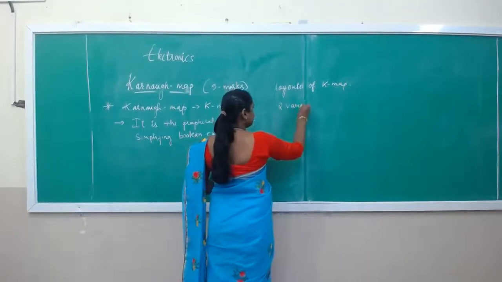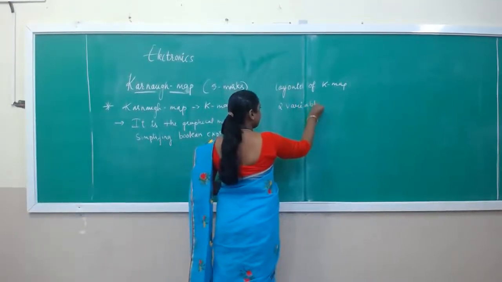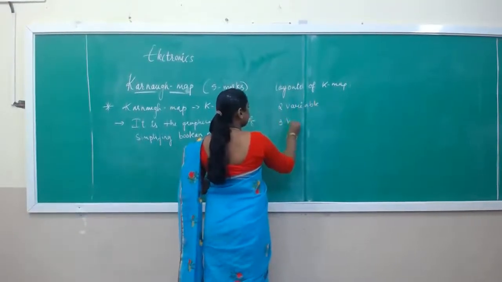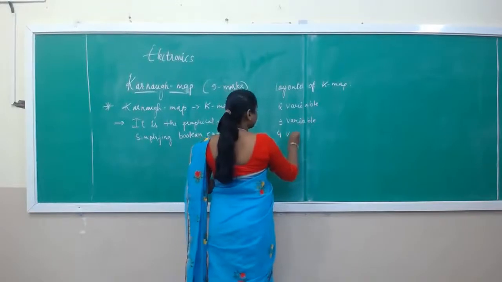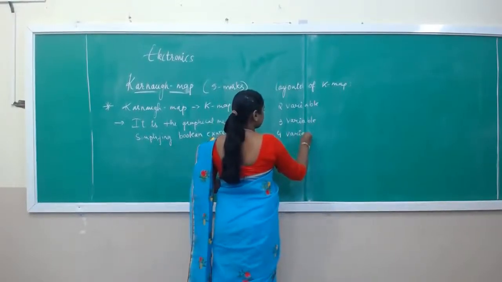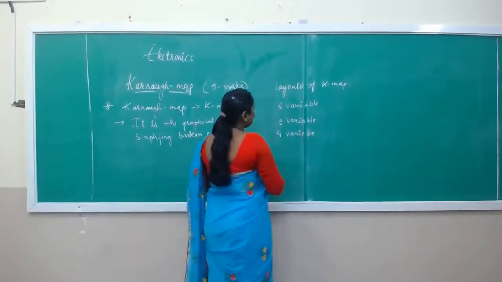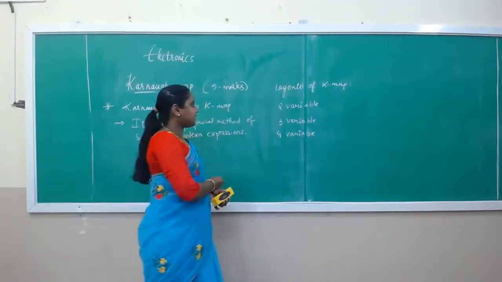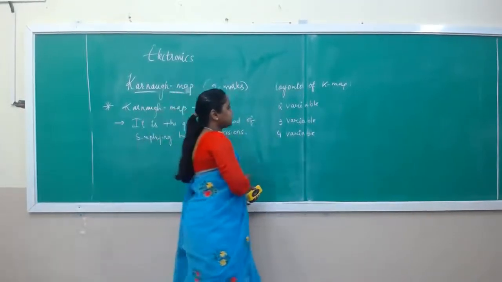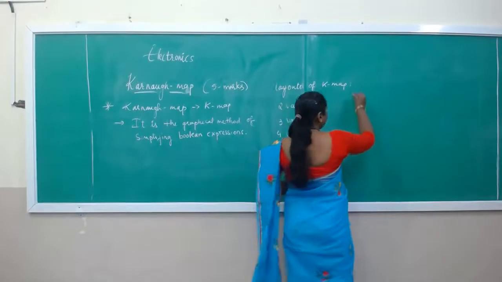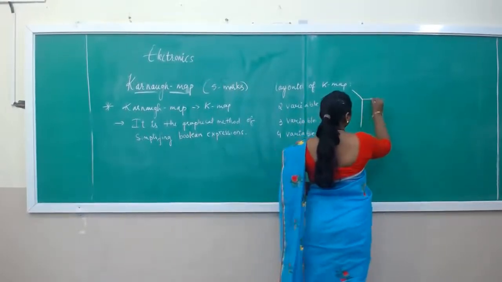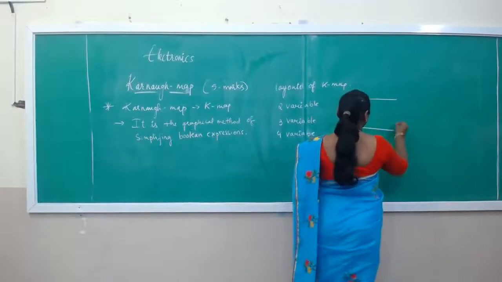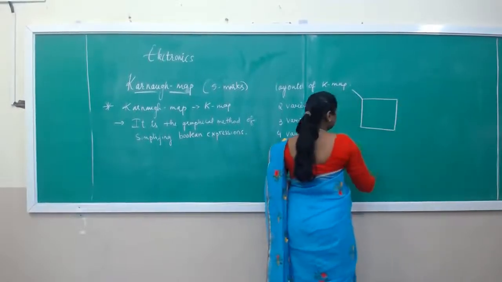2-variable K-map. Here you will be studying 2-variable K-map, 3-variable K-map, and 4-variable K-map. First one, 2-variable K-map. How to draw the layout of the 2-variable K-map.